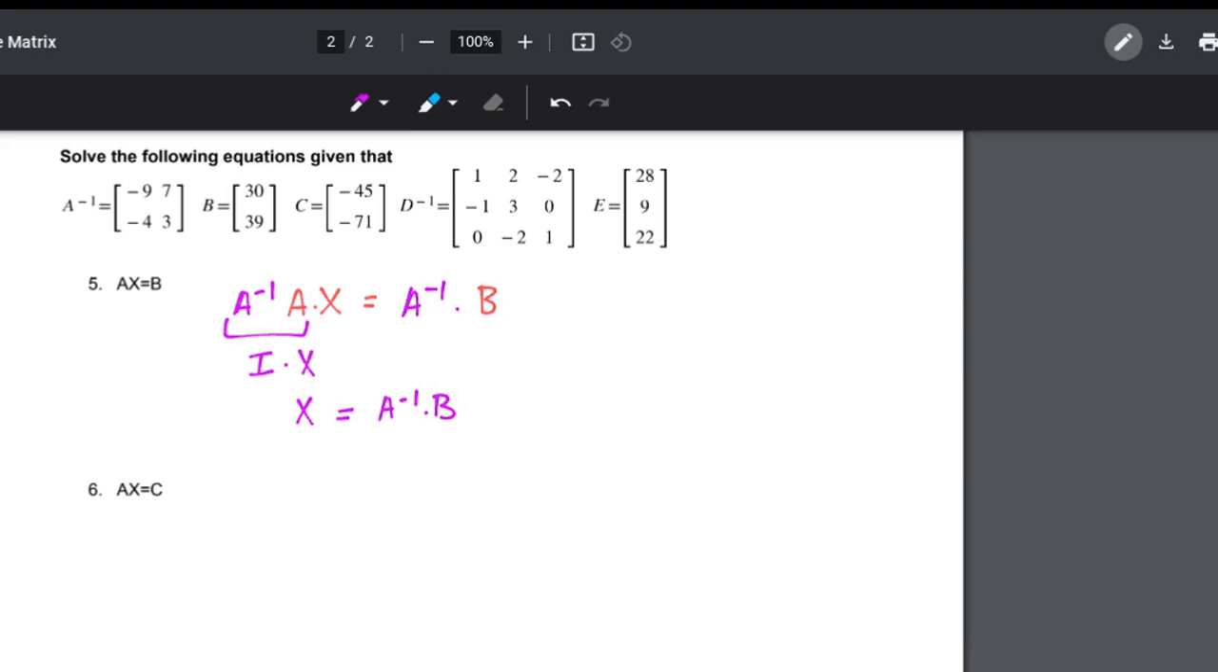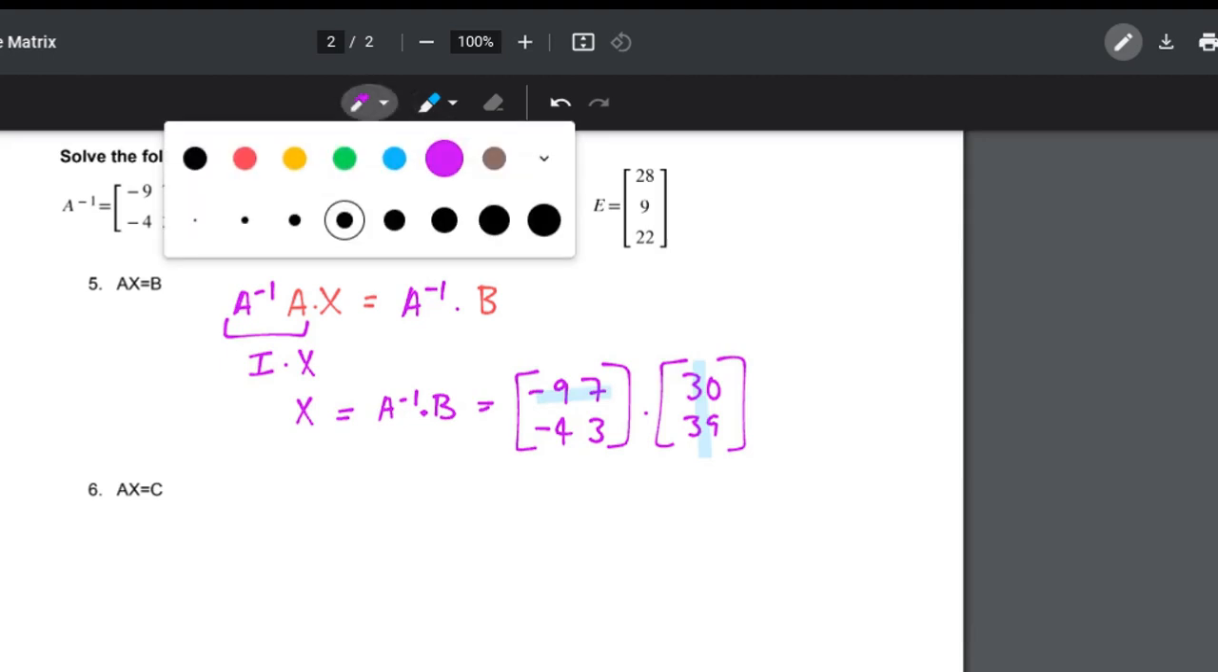So we know that I need to do the inverse of matrix A times B, and they've conveniently already given us the inverse, so we don't have to come up with that on our own. This would be on a non-calculator part of your quiz. So this is -9, 7, -4, and 3. And I want to multiply that by matrix B, which is 30, 39. Okay, so now remember, when you multiply, you're going to distribute the top row times the column.